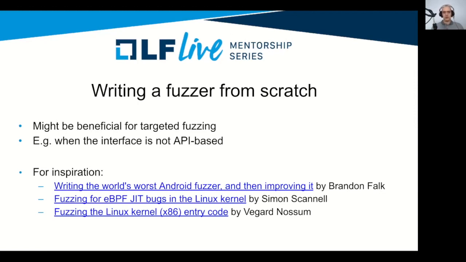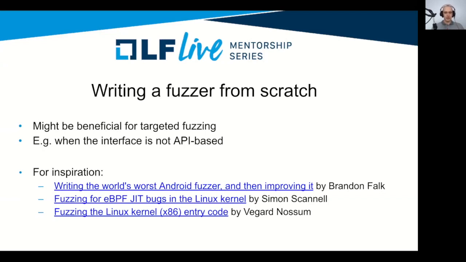The first one is about writing the world's worst Android fuzzer. What they're doing there is just trying to go through different kinds of device files that an Android phone has and try to write and read data from them. And that actually works for crashing Android phones.